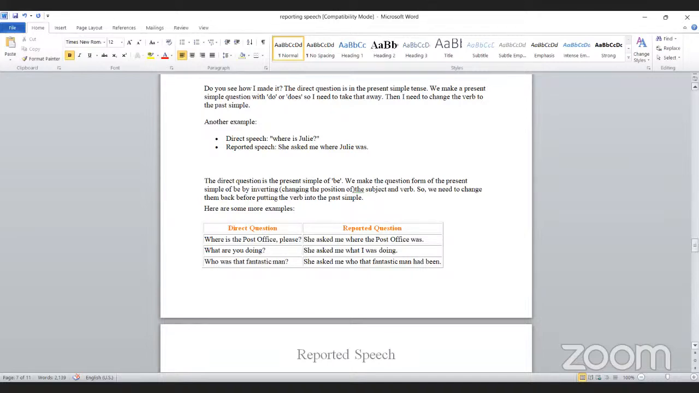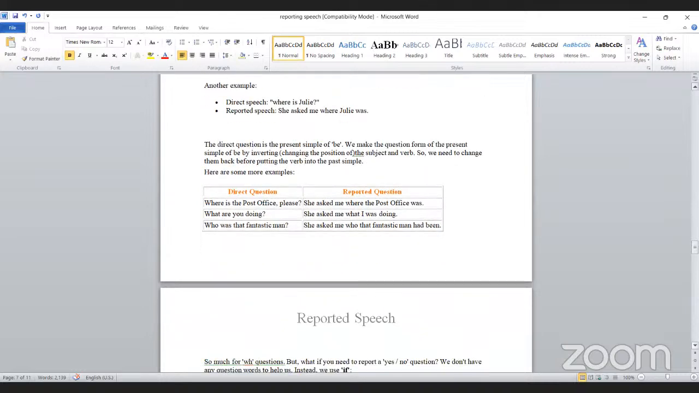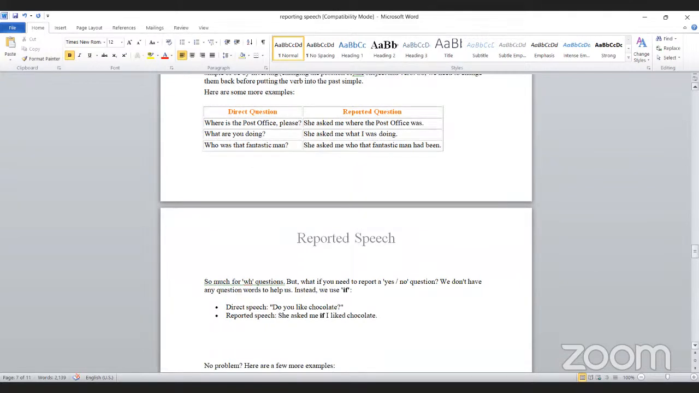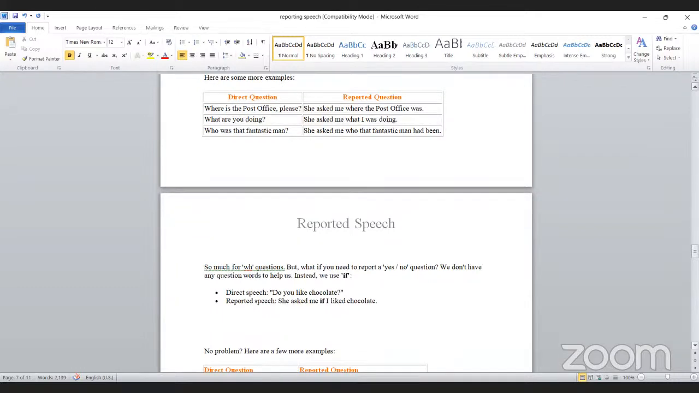This is how you need to change the questions into reported speech, from direct speech. So if there are WH questions, right? Or if you have a question like this, do you like chocolate? You can simply change that into, she asked me if I like chocolate. This is what you need to do, right?